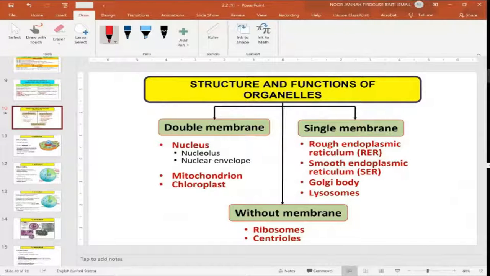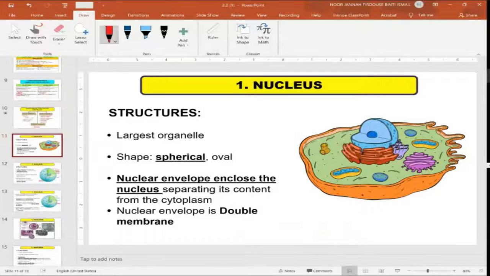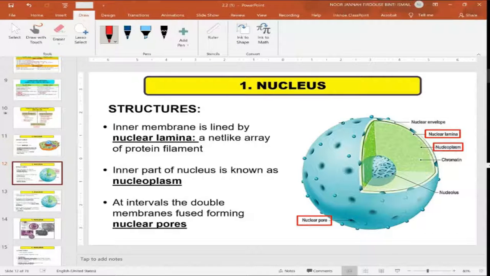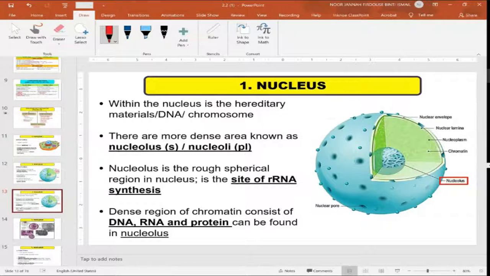Now we move on to organelles. I will call on students one by one. So, nucleus. The nucleus is spherical and considered the largest organelle. The nuclear envelope encloses the nucleus, and the nuclear envelope is a double membrane. Remember, there are only three organelles with double membrane. I don't want to look at this, go to function. In the nucleus there is a denser region called the nucleolus. What is the function of the nucleolus? The site of rRNA synthesis. rRNA is for ribosomes, right?